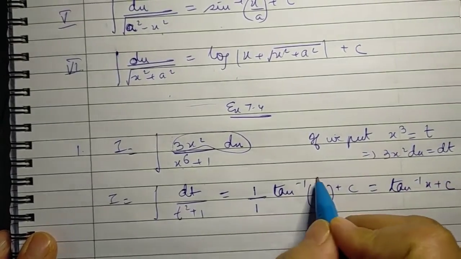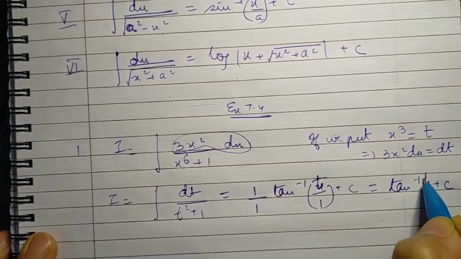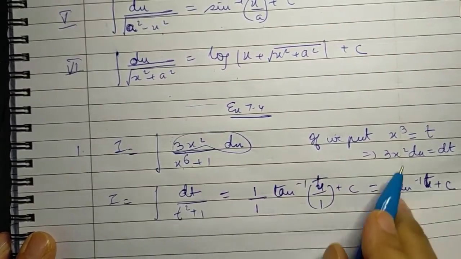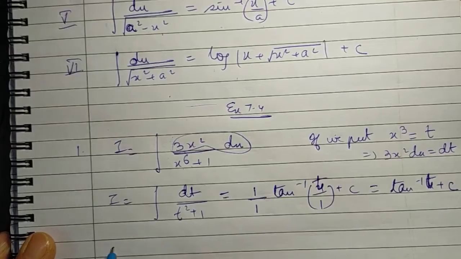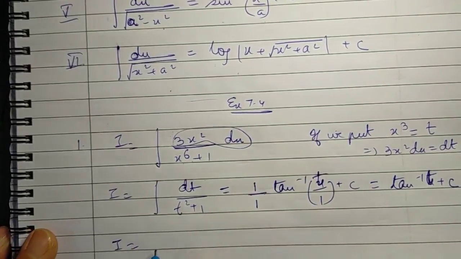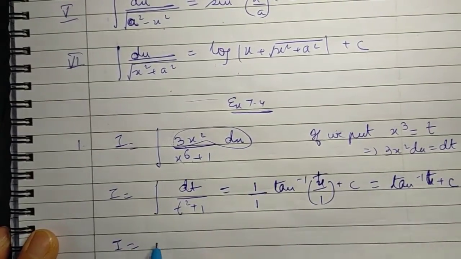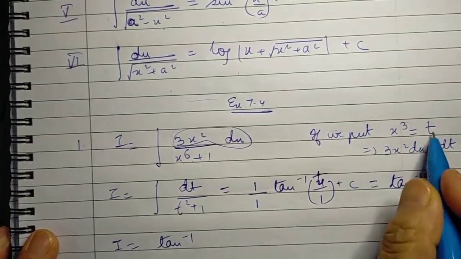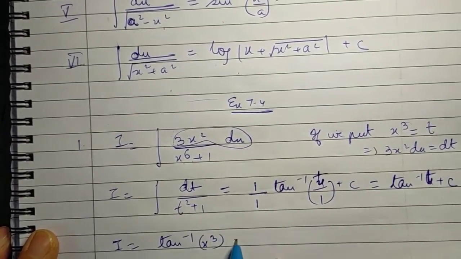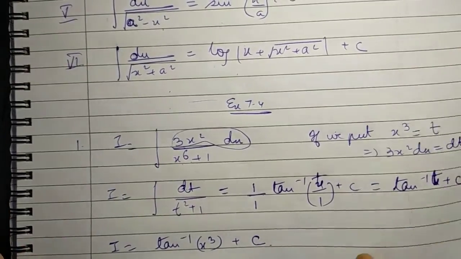Sorry, tan inverse t plus a constant. Now this t has to be again replaced back in terms of x, and so we get I is equal to tan inverse. Now in place of t we'll be writing x cube plus a constant. So isn't it simple? That first thing, like all this will come only with practice.